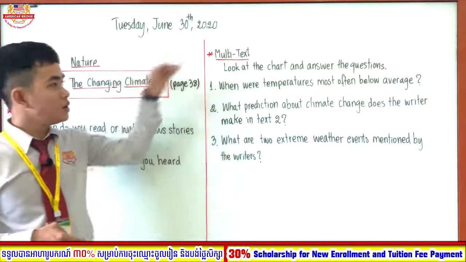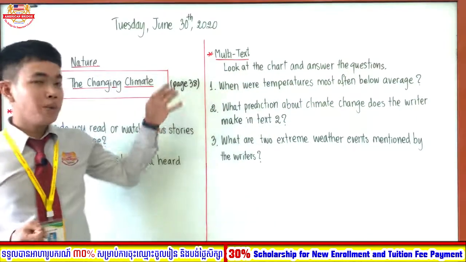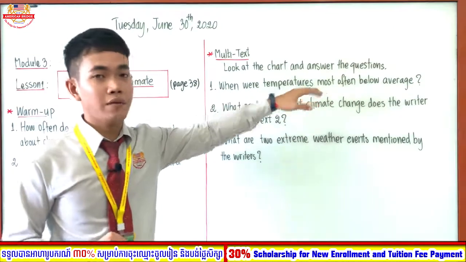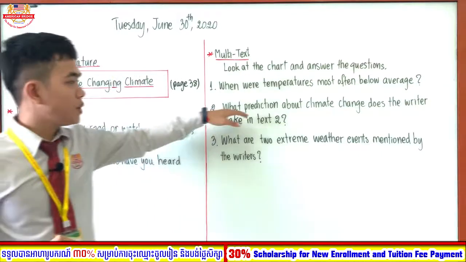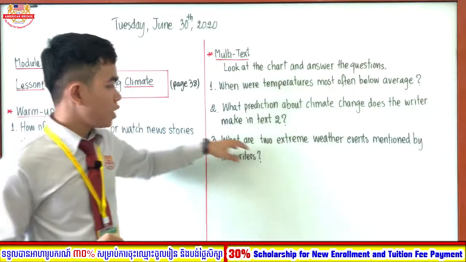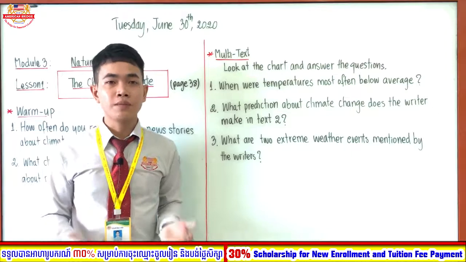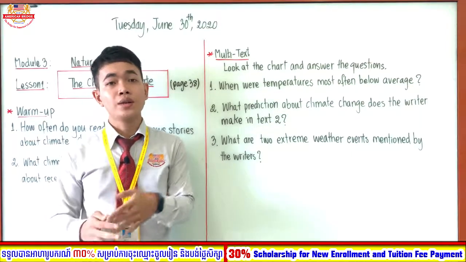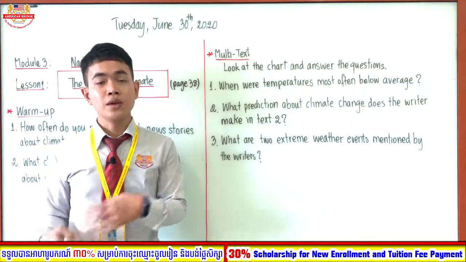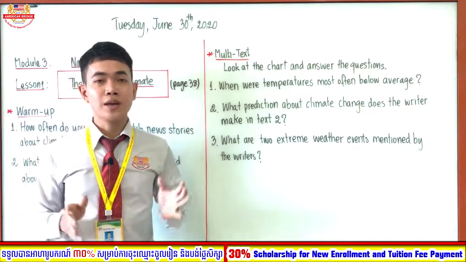Now you are going to look at the chart and answer the questions. We have 3 questions. The first question is, when were temperatures most often below average? 2, what prediction about climate change does the writer make in text 2? 3, what are 2 extreme weather events mentioned by the writer? We have 3 texts. The first text is a chart, so you need to look at it. For the second and third texts, you are going to listen to our speaker. Are you ready, everyone? Now let's start all together.